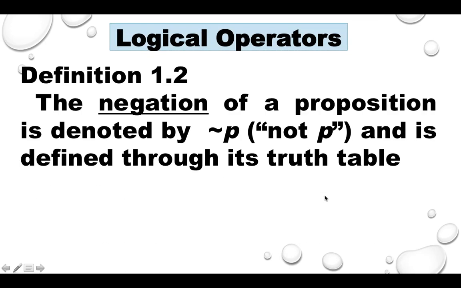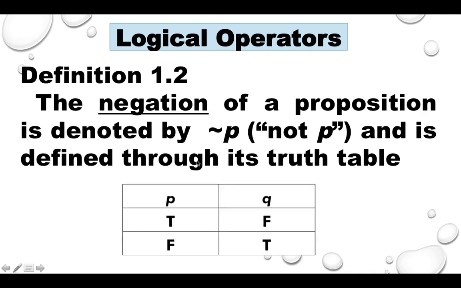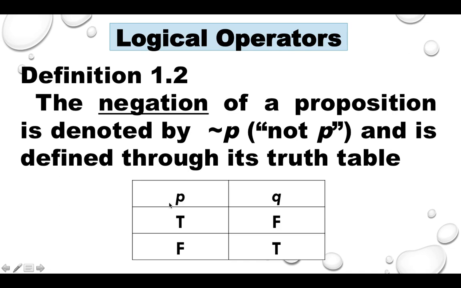Now, let's have definition 1.2. The negation of a proposition P is denoted by negation of P or not P, and it's defined through its truth table. For instance, we have P, and the negation of P is, let's say, Q. So we have, therefore, the negation of true is false, and the negation of false is true.